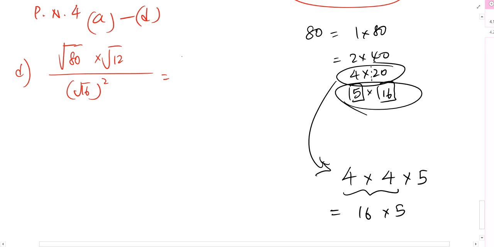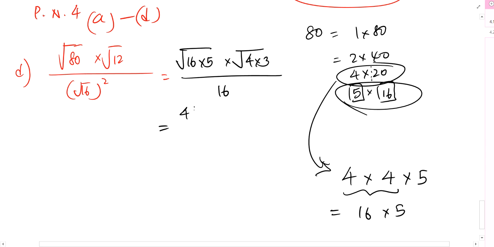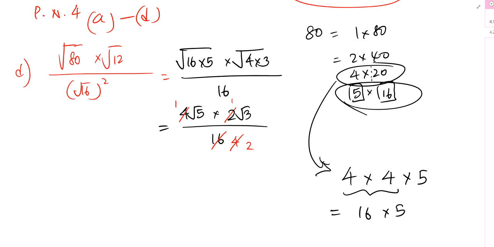Okay? So this is square root 16 times 5 times square root 4 times 3. And in the denominator, I know very clearly it's square root 16. So 4 square root 5 times 2 square root 3 divided by 16. We can do some cancellation. 1 and 4. 1 and 2. So I'm left with square root 15 over 2. Is that the correct answer?